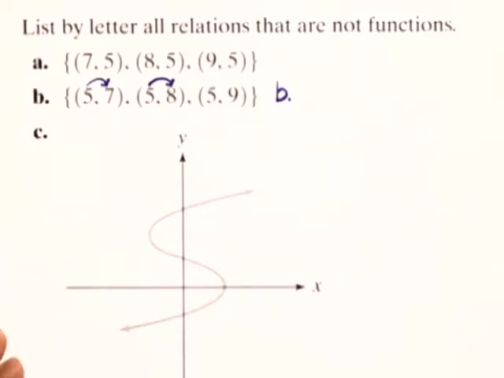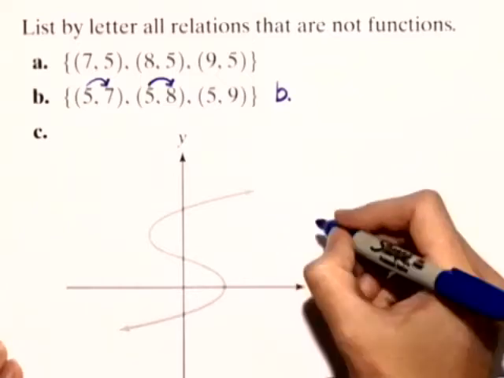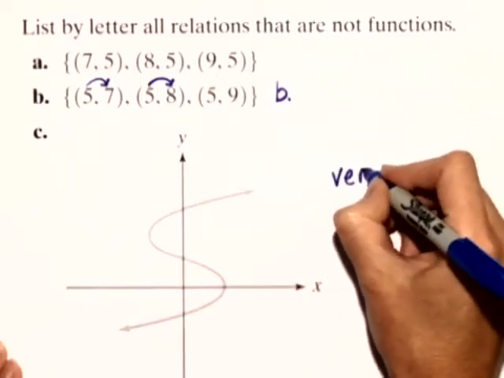Now let's look at C. In this case, we're not given a list of ordered pairs, so we have to figure out a different way to determine whether or not it's a function. And what we'll do is a vertical line test.